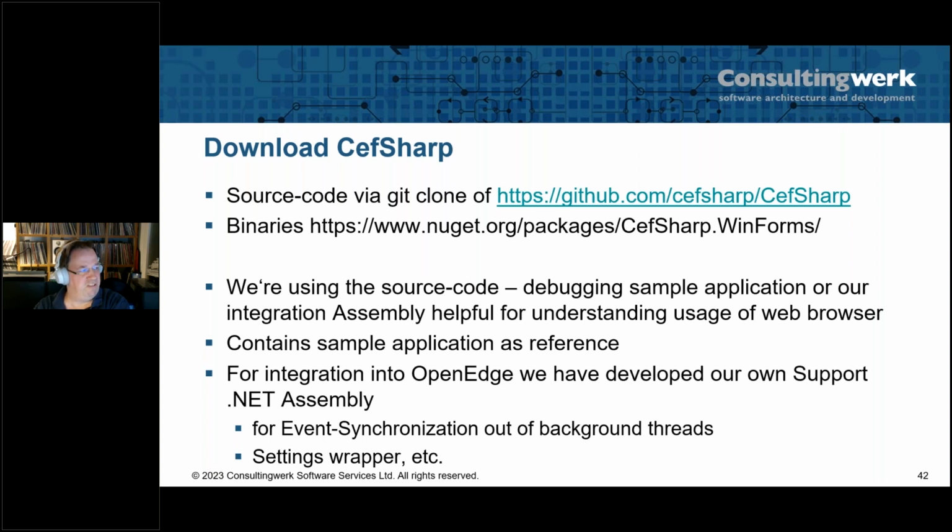The way we use CefSharp is we use the source code. We download it from a Git page, but there are also binaries available. The reason why we use the source code is we need to write a small add-on .NET component that deals with the fact that a web browser typically uses multiple threads and the ABL GUI client is only single-threaded. So we need to work with thread synchronization. And if we have the source code of the browser, that just makes the debugging of our add-on assembly easier.